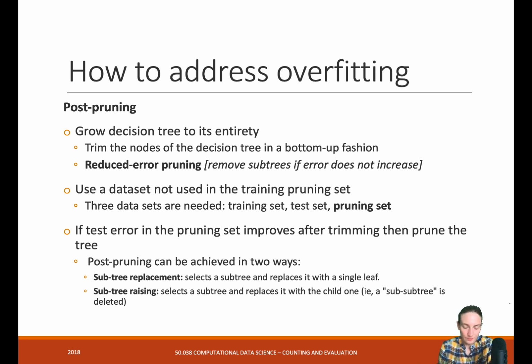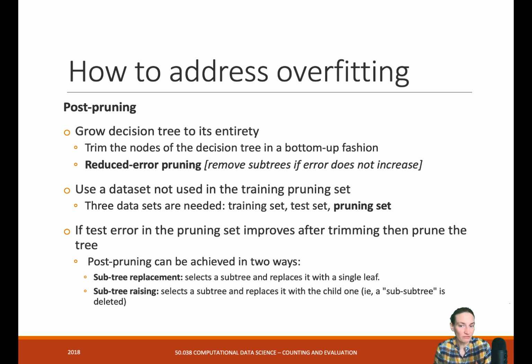So, other things we can do to address overfitting: post-pruning. You grow the tree in its entirety, so you have a huge tree that's way too big, and then you start to trim the nodes of the decision tree in a bottom-up fashion. You can do something called reduced error pruning. Reduced error pruning considers each node for pruning. Pruning is really removing a subtree at that node, making it a leaf and assigning the most common class at that node. Okay. A node is removed if the resulting tree performs no worse than the original on the validation set. So it removes coincidences and errors.